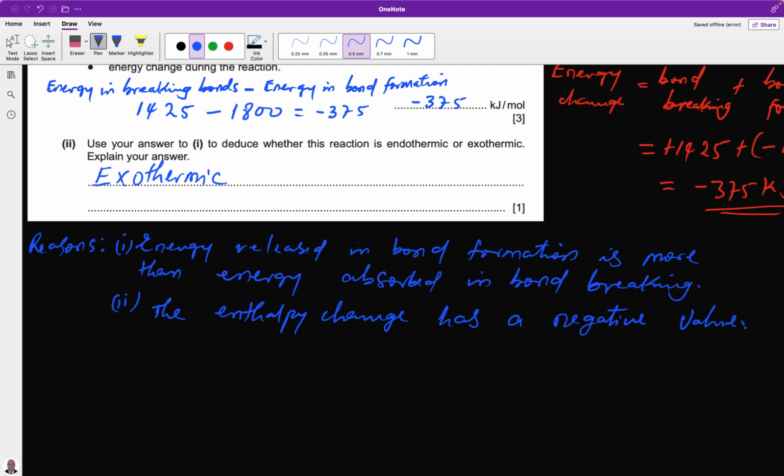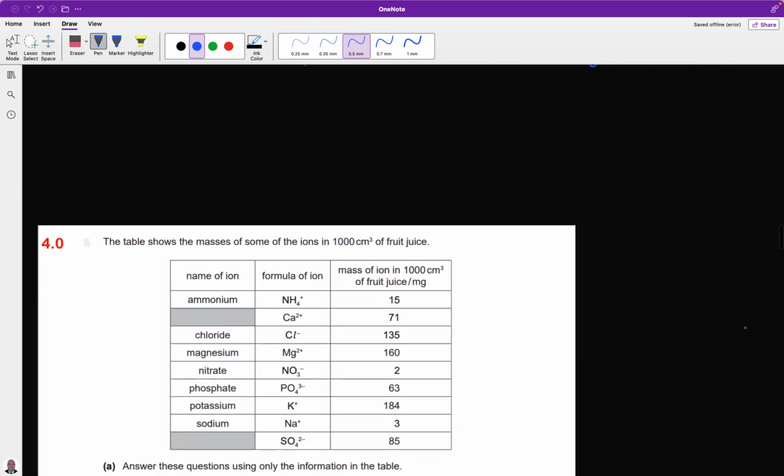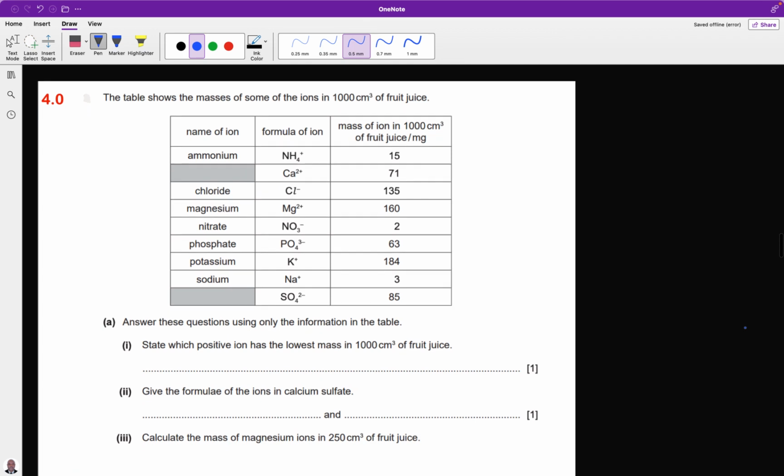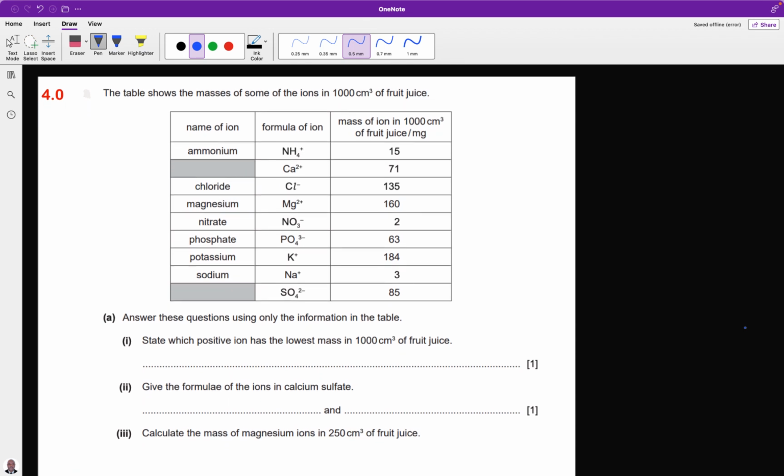Question number 4. Question number 4 has to do with some ions. Look at the table, it shows the masses of some of the ions in 1000 cm cube of fruit juice. The names of the ions are there, the formulas of the ions are there, and the mass of the ion in 1000 cm cube of fruit juice is there, in milligram.